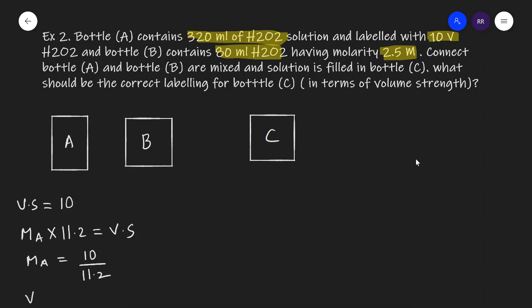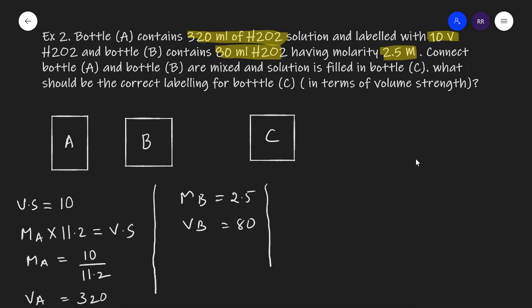And what about the volume of the H2O2 solution in bottle A? Let it be VA. VA is equal to 320 ml. This is for bottle A. In bottle B, they have already given the molarity, which is 2.5, and the volume, which is 80 ml. Now we have the formula for molarity upon mixing. Molarity upon mixing is equal to MAVA plus MBVB by VA plus VB, meaning M1V1 plus M2V2 by V1 plus V2.